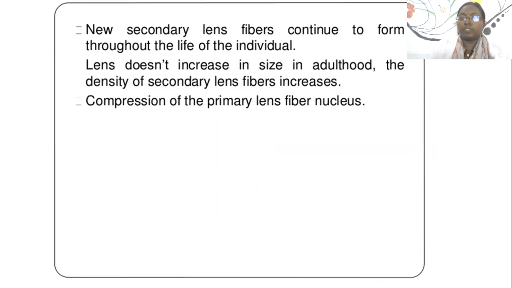New secondary lens fibers continue to form throughout the life of the individual. Lens does not increase in size in adulthood. The density of secondary lens fibers increases. Compression of the primary lens fibers forms the nucleus.